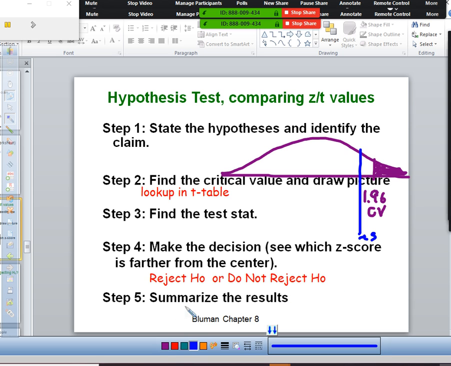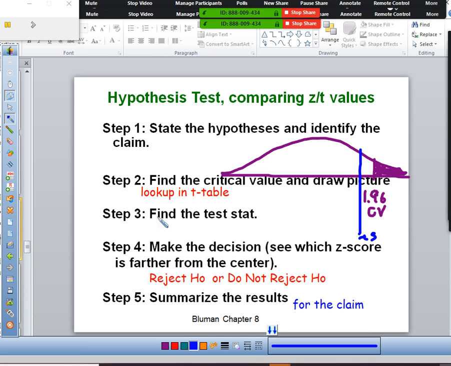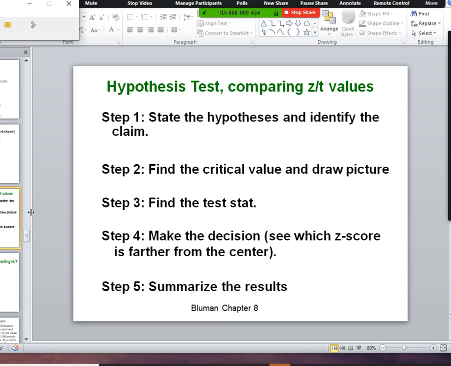And then the last thing is summarizing results for the claim. So this is all about the claim. Results for the claim. Because at the end of the day, when you finish up your stuff and you go home, you're not going to say to your mom, or your sister or your friend, whoever, I did this great test today. We did all this stuff.